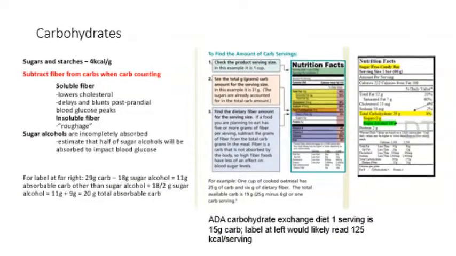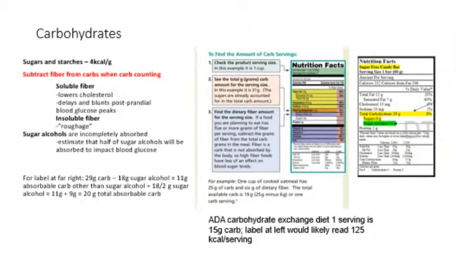Carbohydrates are the type of macronutrient that have the greatest impact on blood glucose, so patients with diabetes often perform carbohydrate counting. An American Diabetes Association carbohydrate exchange diet considers 15 grams of carb as a serving of carb. Not all carbs are created equally because not all carbohydrates are absorbed into the body. We have two types of carbohydrate that aren't absorbed that we have to account for when we do carb counting. The first is fiber, the second is sugar alcohols.